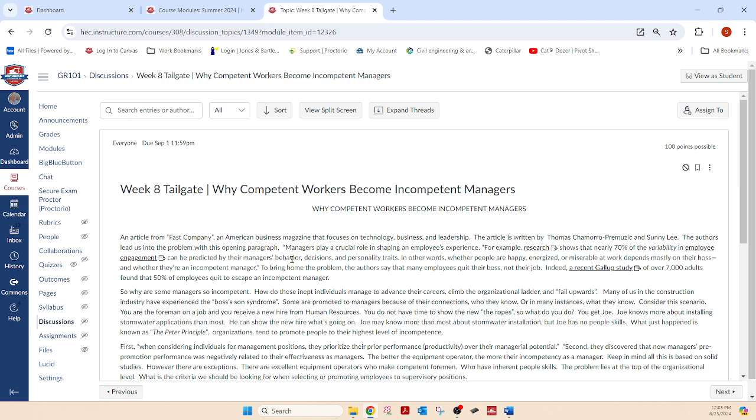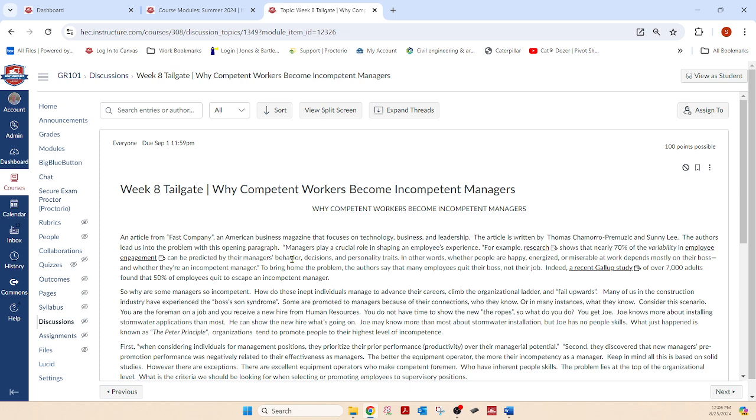The tailgate, unless otherwise specified, is going to require an initial response, a first response to another student, and a second response to another student. So that's three responses. I have noticed on occasion, very recently, that one or two of those responses had been left out. Let me tell you something.